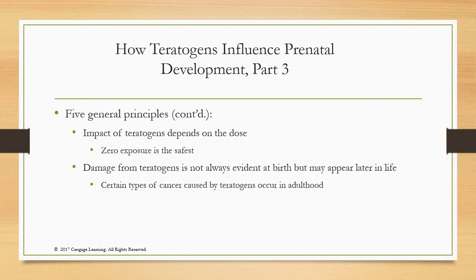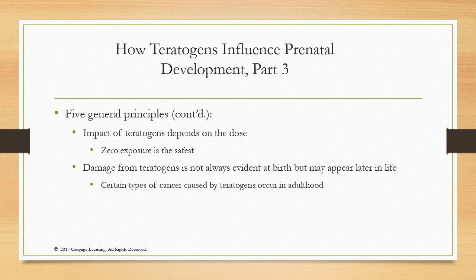Zero exposure is the safest, but we're going to use the example of caffeine. If I drink 1 cup of coffee, that might be fine. If I drink 10 cups of coffee, that is a lot of caffeine. It's going to change the effect of that teratogen, so it depends on the dose. And the 5th general principle: damage from teratogens is not always evident at birth, but may appear later in life.